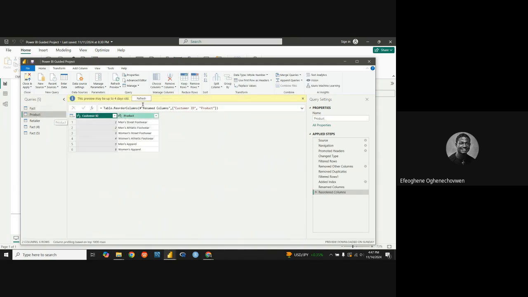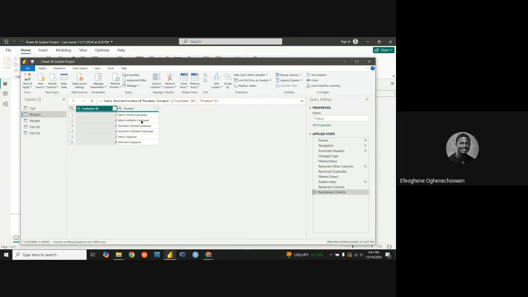Product table, refresh this. We can see our products. We have just 6 categories of product, or they're not really categories anyway. Men's street footwear, men's athletic footwear, women's street footwear, women's athletic footwear, men's apparel, and women's apparel. All right, so these are 6 unique products. And then I created a primary key linking them to the foreign key in the facts table. All right, I showed you how to do that.